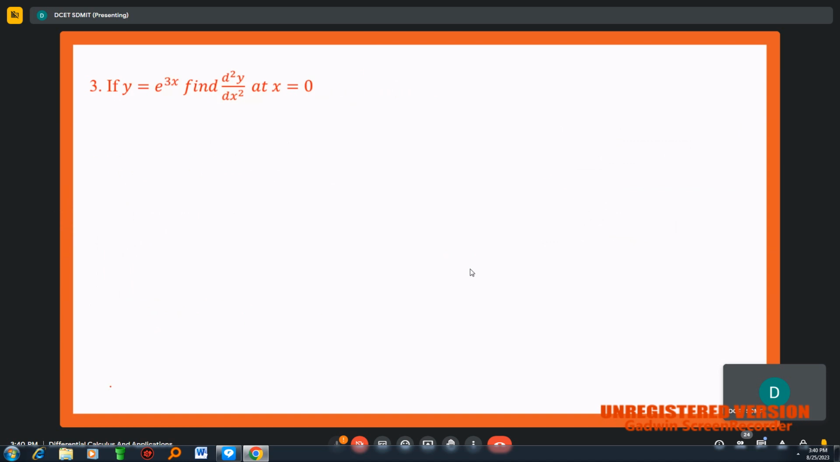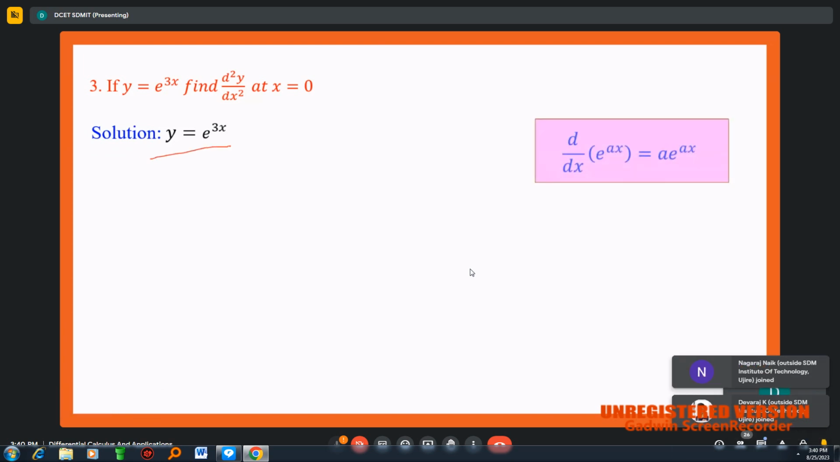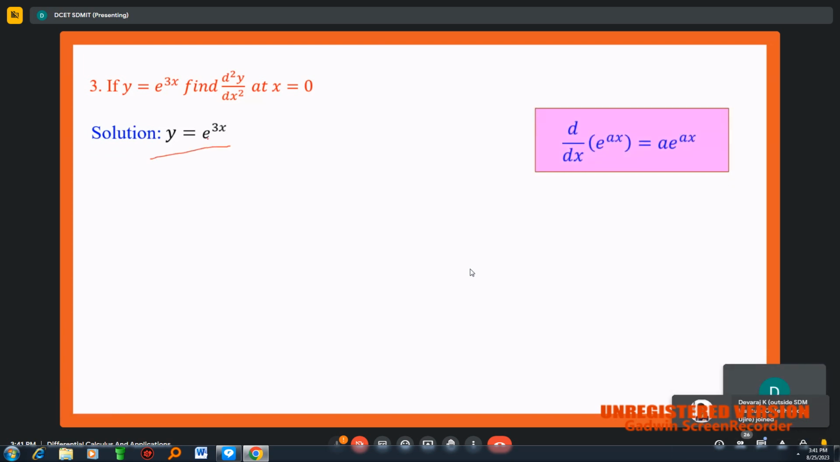Again, next problem. If y is equal to e to the power of 3x, we have to find d square y by dx square at the point x is equal to 0. Now what is given here? y is equal to e to the power of 3x. Now we have to differentiate e to the power of 3x. When differentiating, we use the rule: the differentiation of e to the power of ax is a into e to the power of ax.